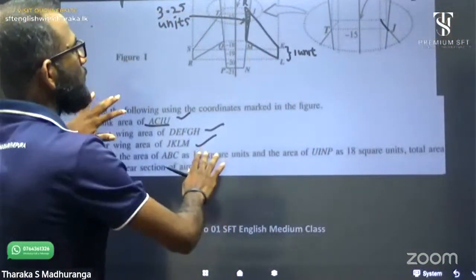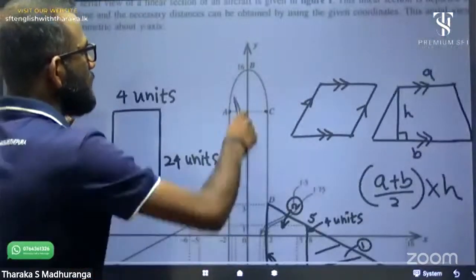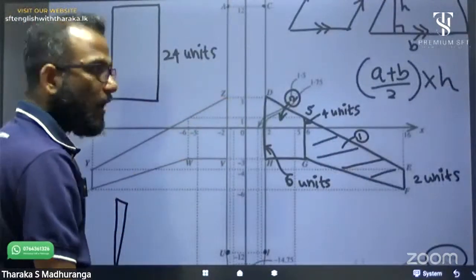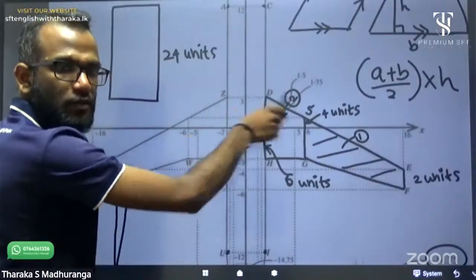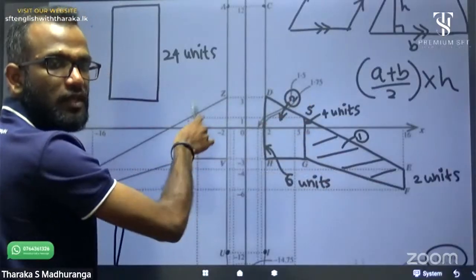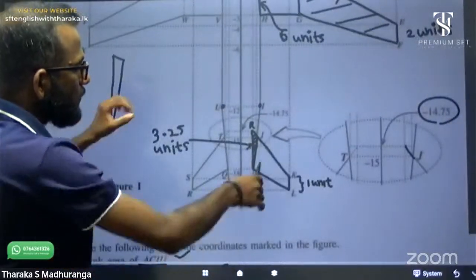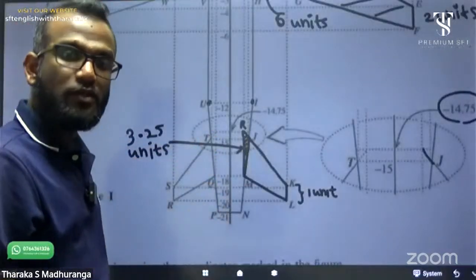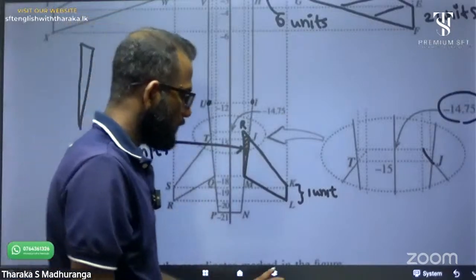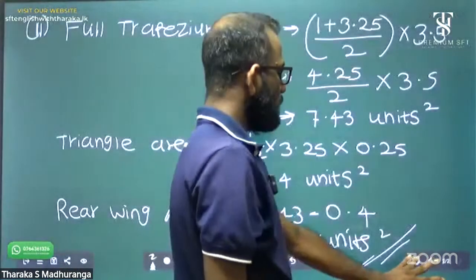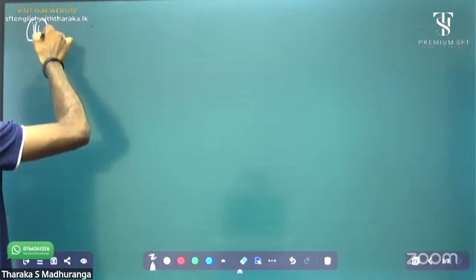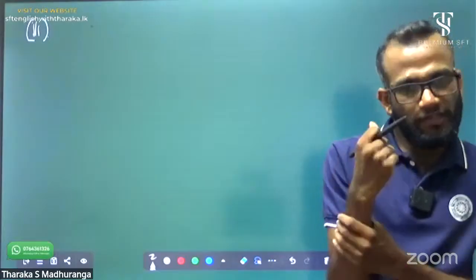Okay, how to get this complete area? It is 10, and the trunk area 96, and two front wings, that means 50 plus 50, 100, and 7.30 plus 7.30, right? Two rear wings. If you add all these values, that's the answer. It's very simple. The thing is, to get this correct answer, you have to correctly calculate the previous answers. If not, this one is also wrong.